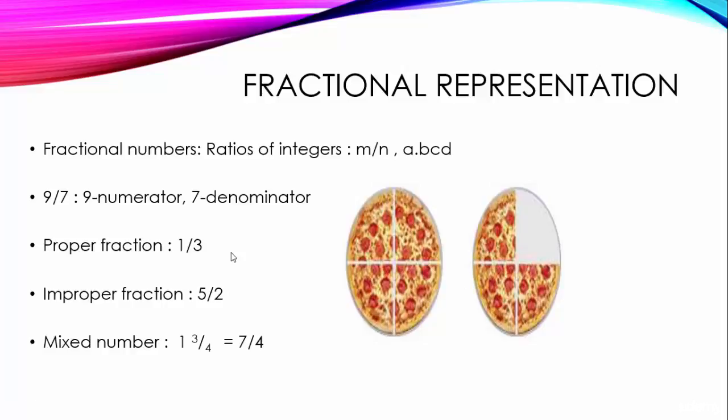Fractions that are greater than 1 are called improper fractions. An improper fraction can also be written as a mixed number. 5 by 2 is an improper fraction. An integer combined with a proper fraction is called a mixed number. 4 3 by 5 or 1 3 by 4 is a mixed number. This can also be written as an improper fraction, 23 by 5.